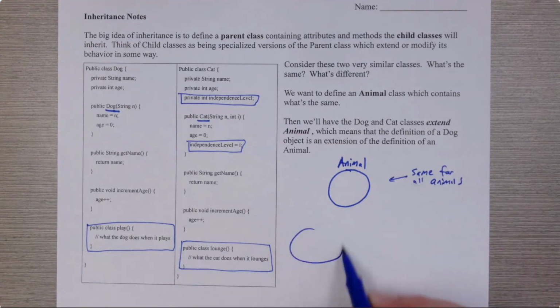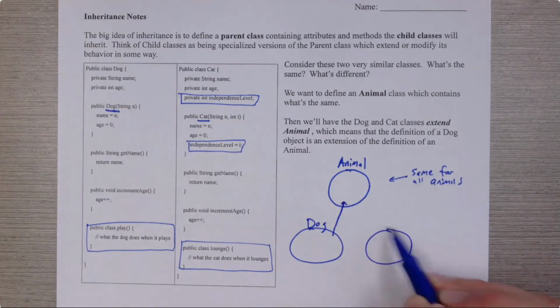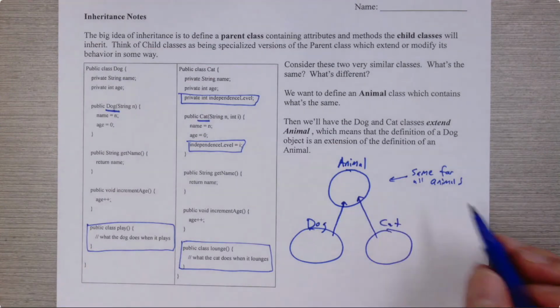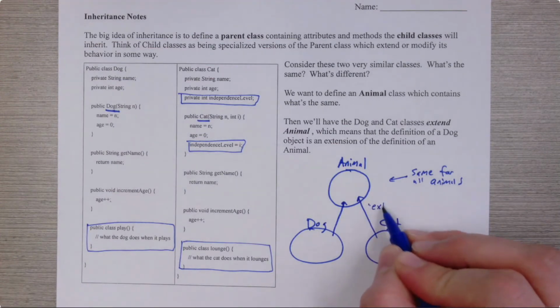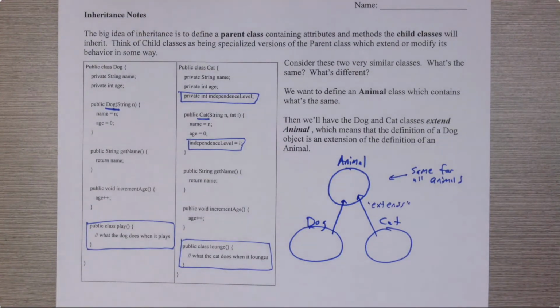And what that's going to let us do is change the dog class and change the cat class so that they extend animal. There's going to be a keyword, extends. And what it means to extend is that the definition of what it means to be a cat is an extension of the definition of what it means to be an animal. What that means, practically speaking, is that all the code inside the animal class, you automatically get inside cat. You won't see it in the class that says public class cat, but it'll be there and you can use it.